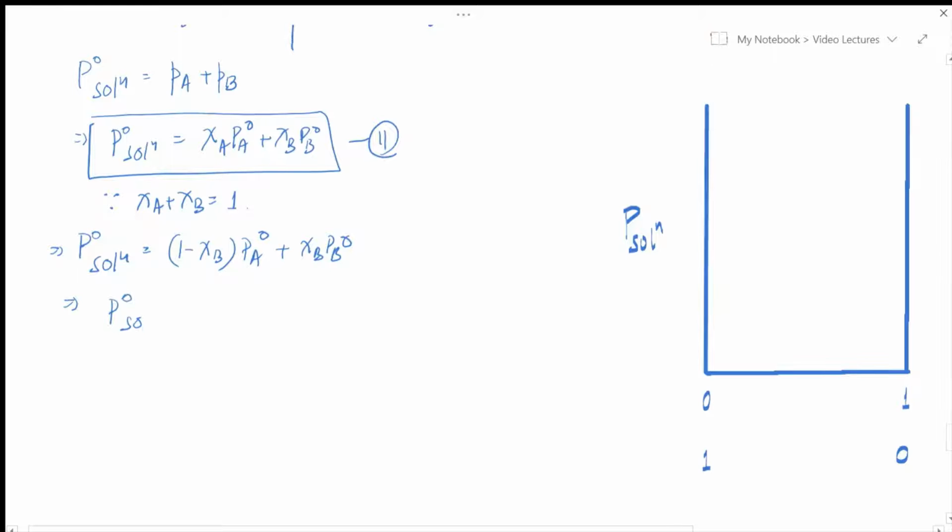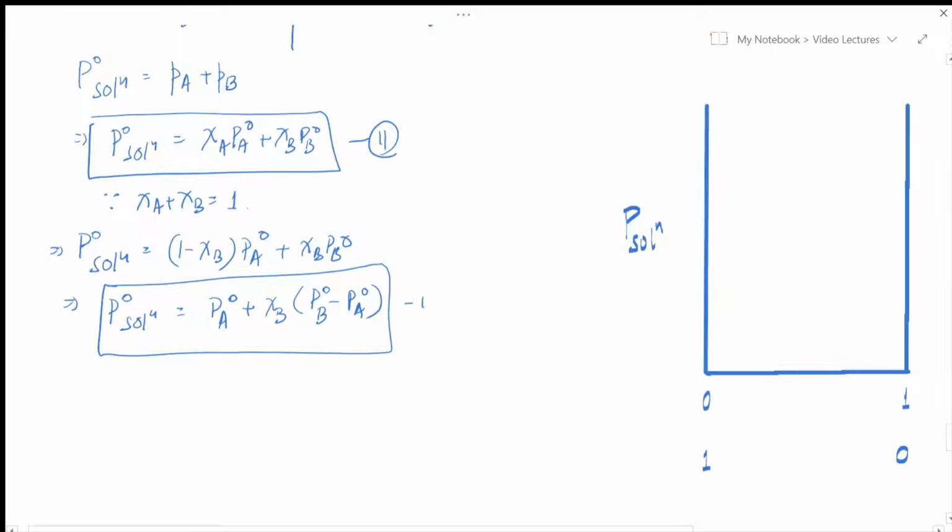So P naught solution here can be written as PA naught plus xi B into (PB naught minus PA naught). This is another form of the total pressure which you get using Raoult's law.